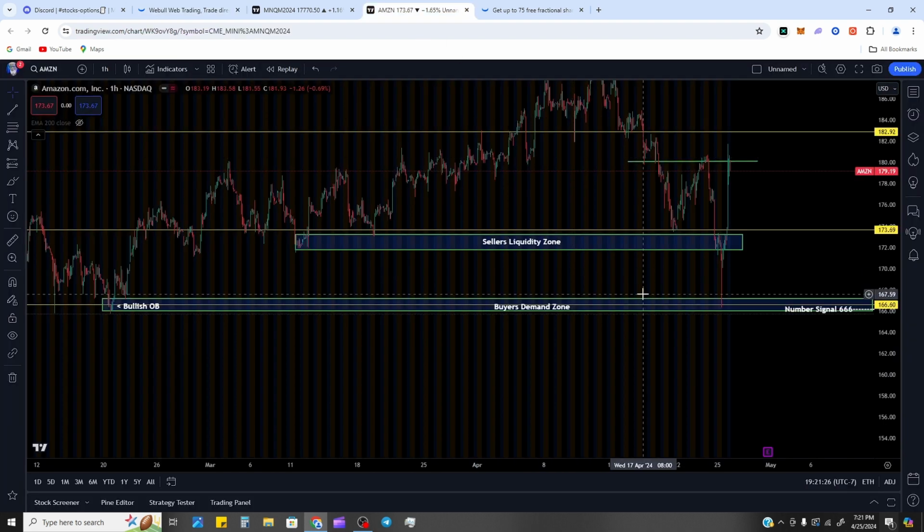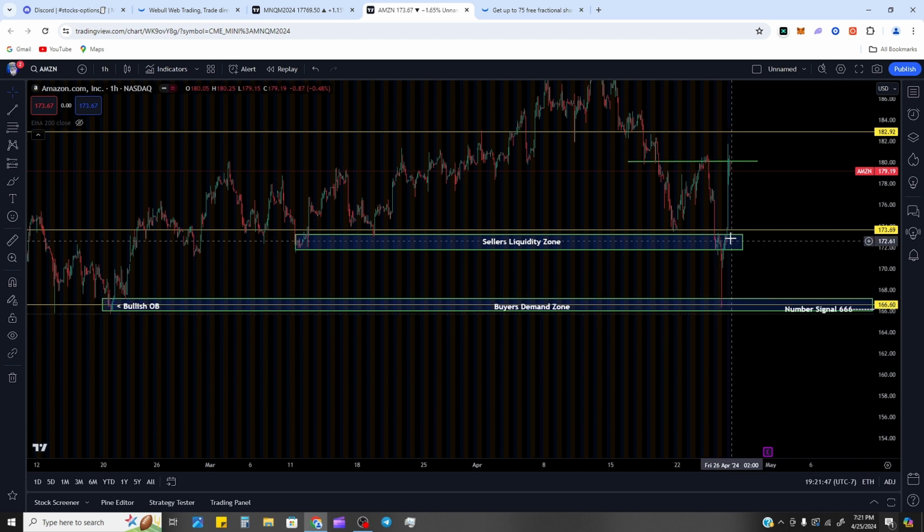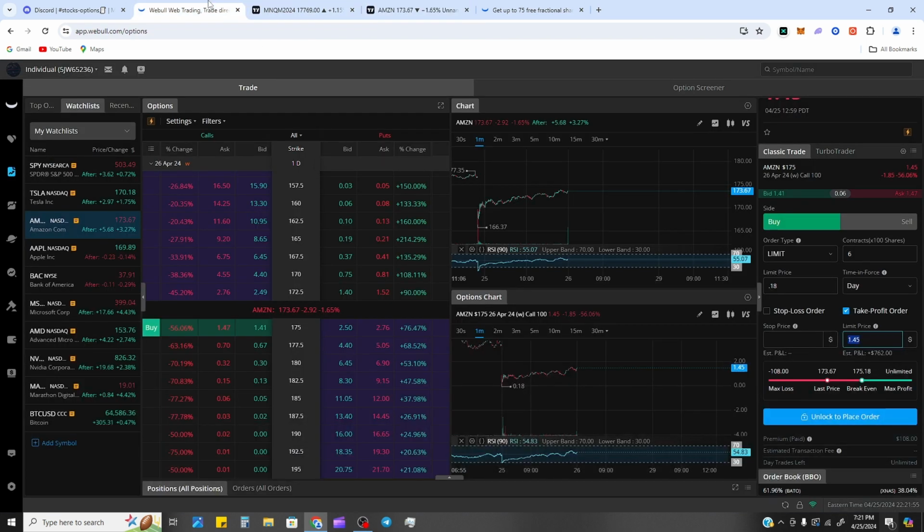We know we had a really strong zone because we hit our bullish order block, our buyer's demand zone, and we also hit the confluence of our number signal. That's all we really need: at least 3 strong confluences, and we know we have a good trade. That's all this is about. We're buying low, selling high, or selling high and buying low. That is literally all we're doing.